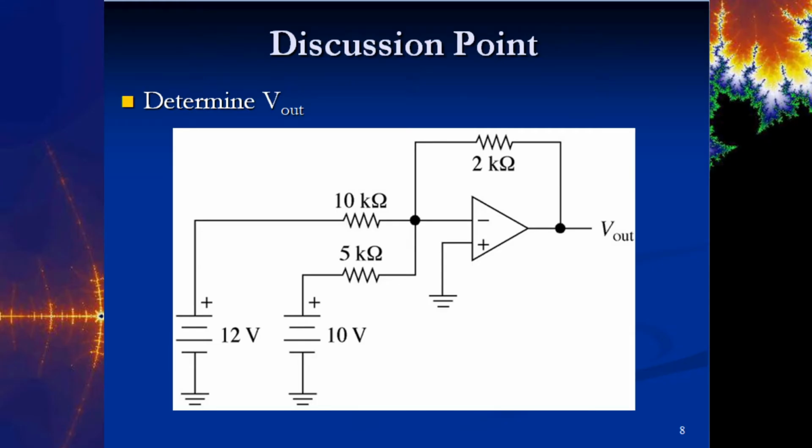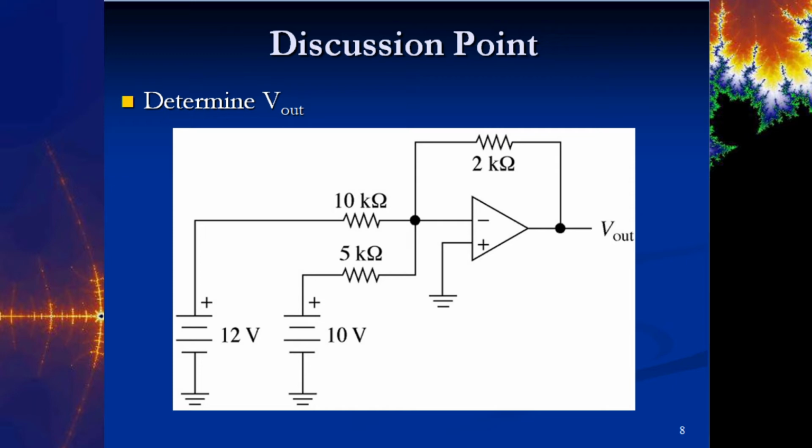If this is a virtual zero, that means the positive 12 volts across this resistor is going to give you 12 volts divided by 10k ohms. That's going to be a 1.2 milliamp current coming into this node. This part of the circuit over here is positive 10 volts dropping across the 5k down to 0 volts. So that's 10 volts divided by 5k, that's 2 milliamps. So we've got 1.2 plus 2, so we've got 3.2 milliamps coming into this node.